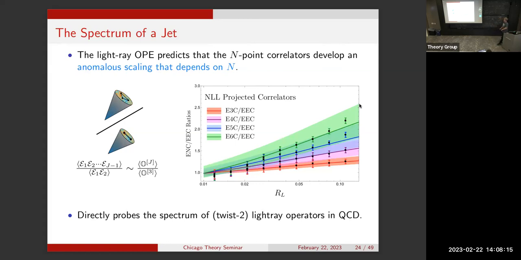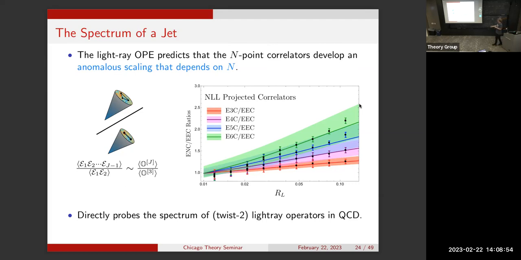And so what this does is really probe the spectrum of these twist two light ray operators in QCD. You're really just measuring the asymptotic energy flux, but you can see the spectrum of the different light ray operators appearing in your theory. Shown here is the data again in black compared with analytic calculations for the ratio of the 3 point to the 2 point, the 4 point, the 5 point, et cetera. In the classical theory where you don't have an anomalous dimension, these would all be flat. And so this is really a probe of just the anomalous part of the scaling, or the differences in anomalous dimensions.